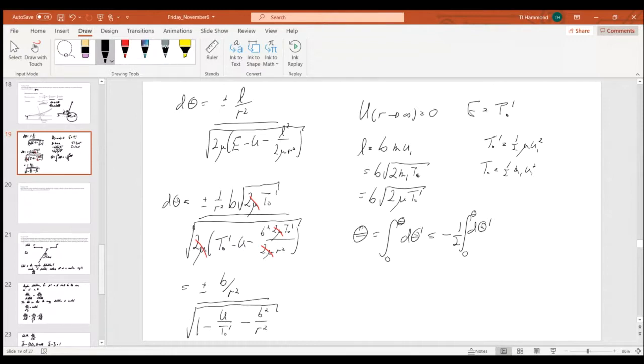And so this is going to be negative 1/2 of an integral from infinity to r min, which is a, and we have plus or minus b over r squared dr over the square root of 1 minus, and the potential is of course 0, so b squared over r squared, and then we have plus r min up to infinity of plus or minus b over r squared over the square root of 1 minus b squared over r squared dr.